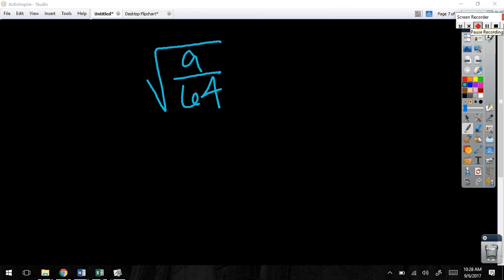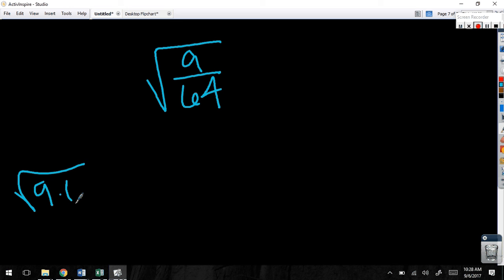Okay, so let's split them up, just like whenever I was multiplying yesterday. The square root of 9 times the square root of 64, you could split it up, right? So what I'm going to do here, since I'm dividing, is say this is the square root of 9 over the square root of 64. So 3 over 8.